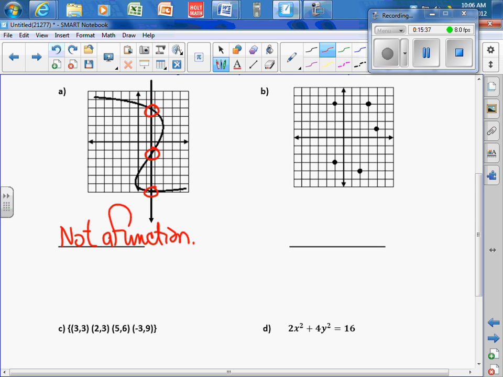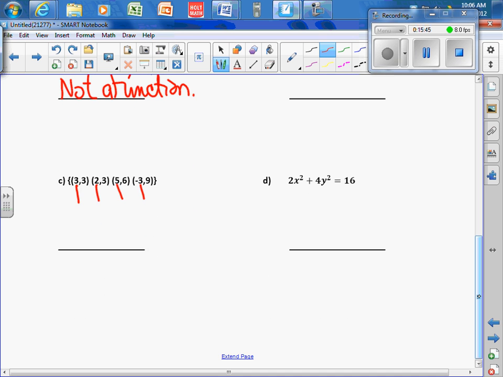In number 3, we're only going to be looking at the x's. We have a 3, a 2, a 5, and a negative 3. Are any numbers in those x's being repeated? No, then we'll say yes, it is a function. And now I'll go back and we'll try the other problems.